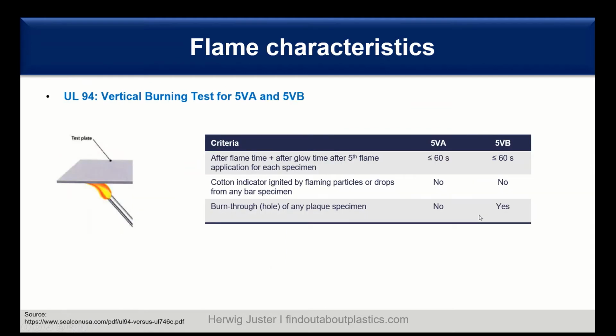Okay, and then there is the UL 94 vertical burning test for 5VA and 5VB. The main difference is that you use a test plate and start burning from underneath. Then you have again the criteria, for example whether there is a burn-through hole in any of the plaque specimens. In 5VA this is not allowed, whereas in 5VB this is allowed.